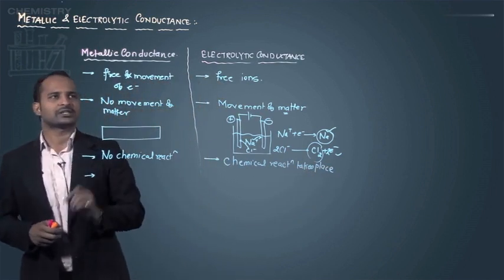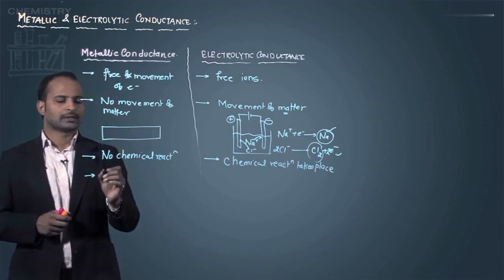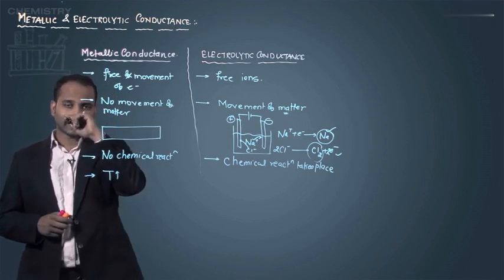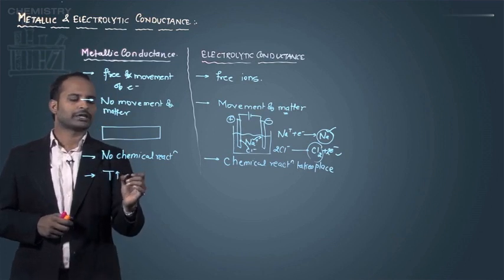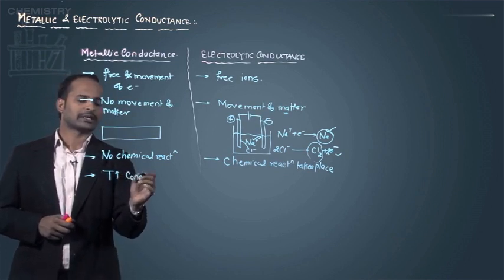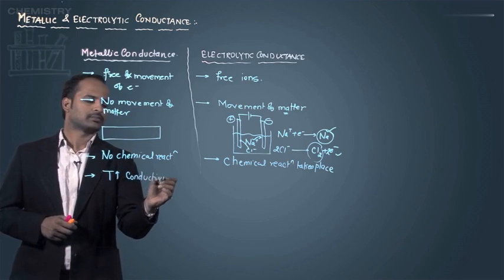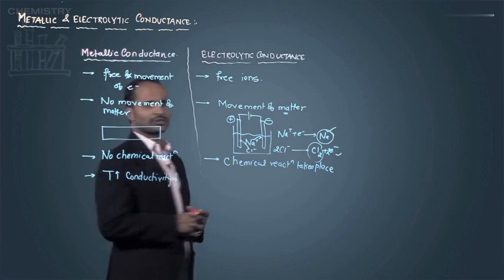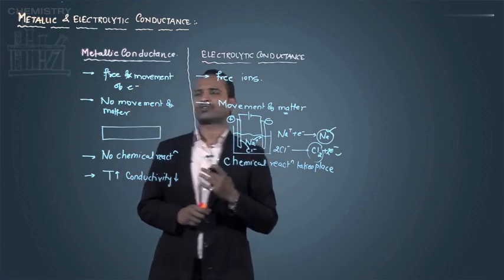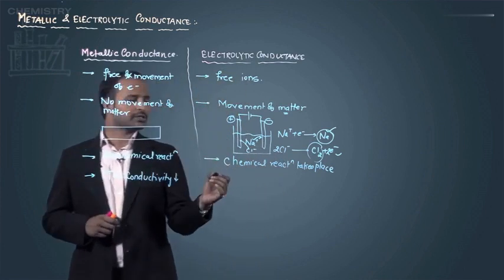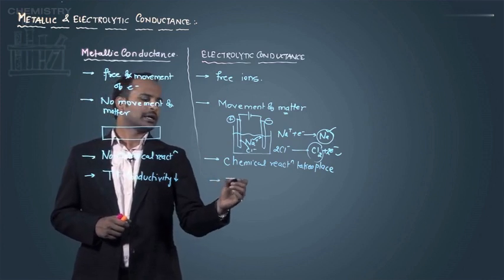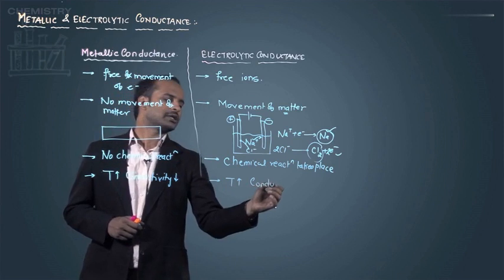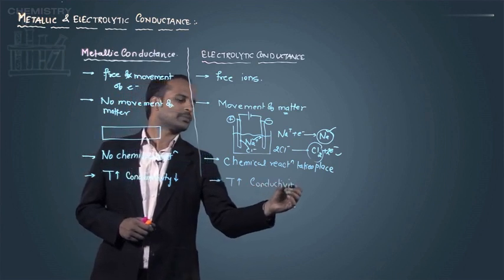Now, if I am increasing the temperature, in case of metallic conductance the conductivity goes on decreasing. That means the conductivity is inversely proportional to the temperature in the case of a metallic conductor. While in the case of an electrolytic conductor, on increasing the temperature, the conductivity also goes on increasing. That means here it is directly proportional.